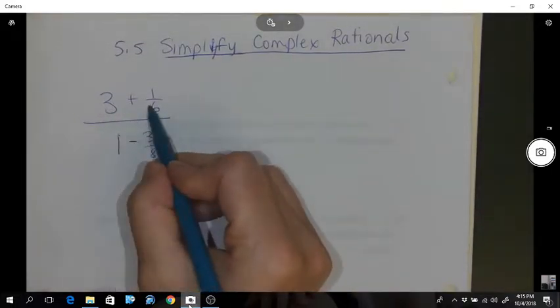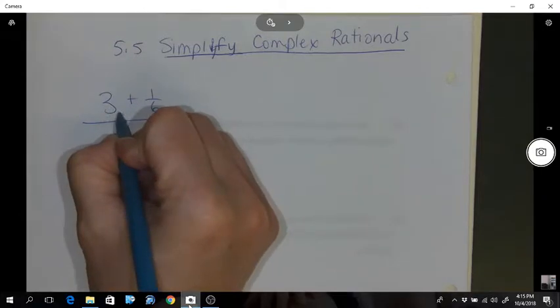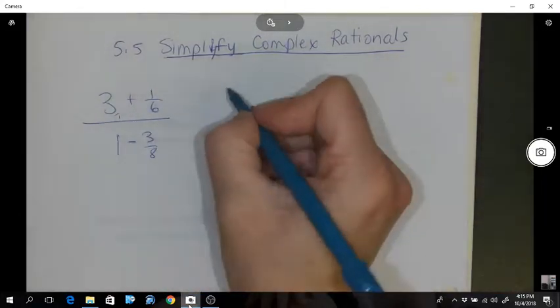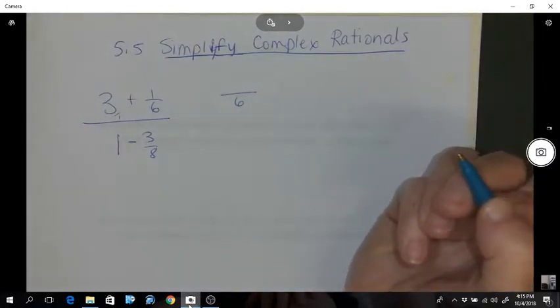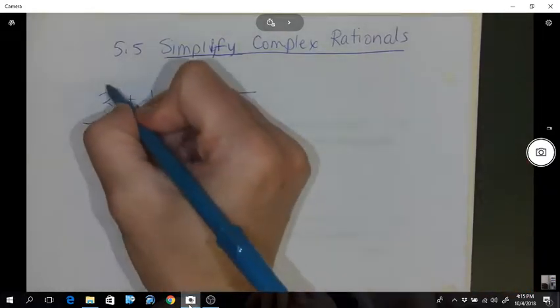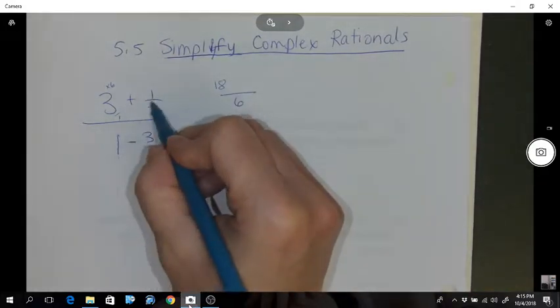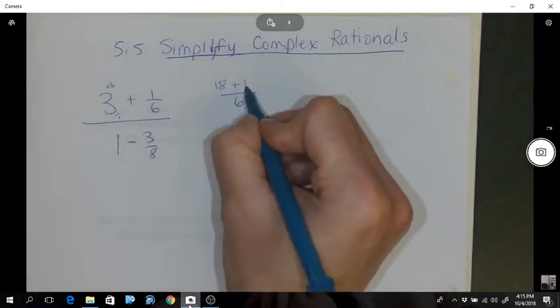Okay, so in the numerator, this is really like over 1. So I need a common denominator between a 1 and a 6, so that is a 6. So that means this would become an 18. And this didn't get changed.